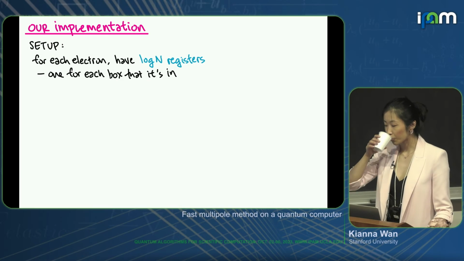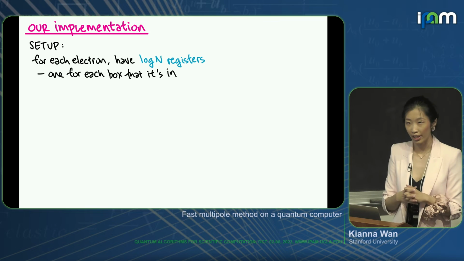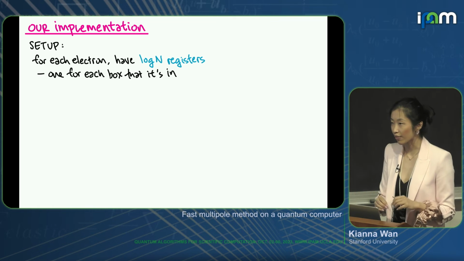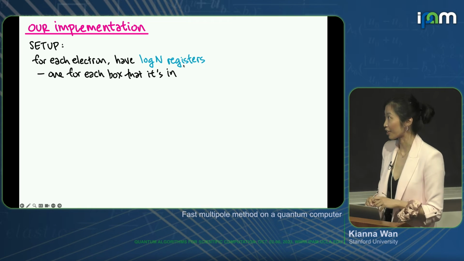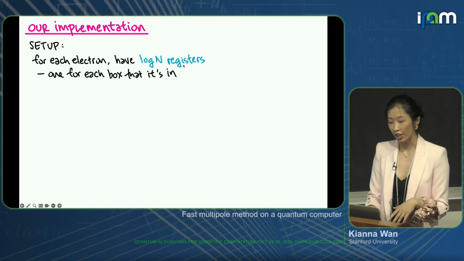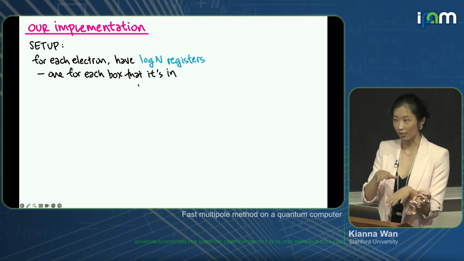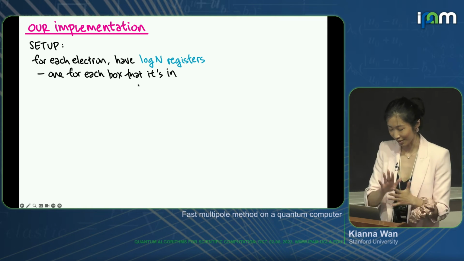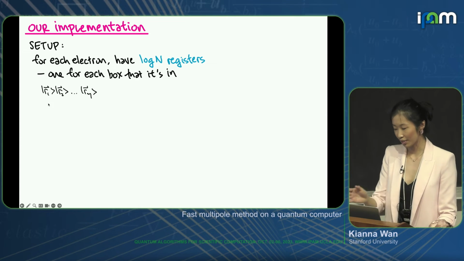Well, first, let's just set up our registers for storing information. So for each of our eta electrons, we're going to introduce log n ancilla registers, essentially one register for each box that it's in. Remember, each electron is in one box in each level of our hierarchy of boxes. So schematically, this is what this looks like.